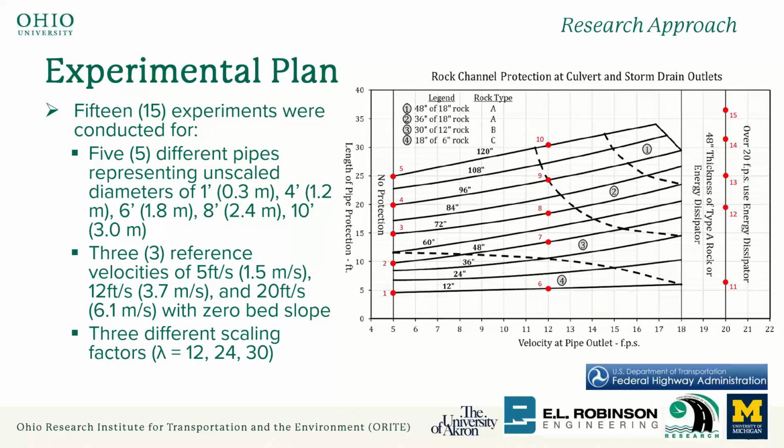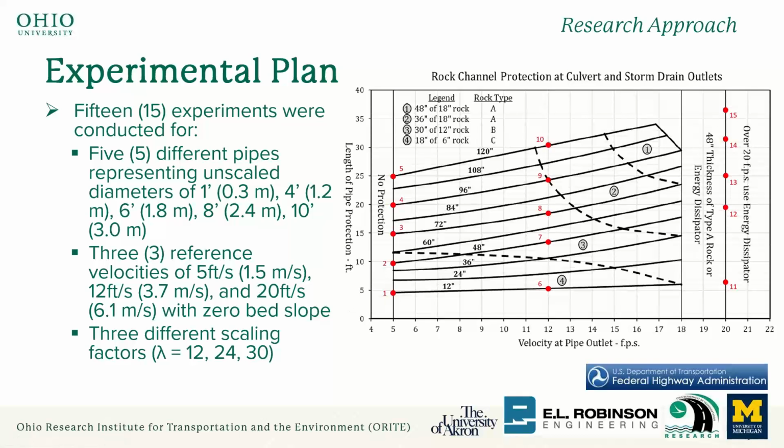On both sides, our OU side and Michigan side, we're gonna do 15 experiments. These red dots are the experiments we're gonna do. Basically, we're gonna choose 12-inch, 48, 72, 96, and 120-inch culverts, but these will be scaled down. Okay, and we're gonna run each of these dots.